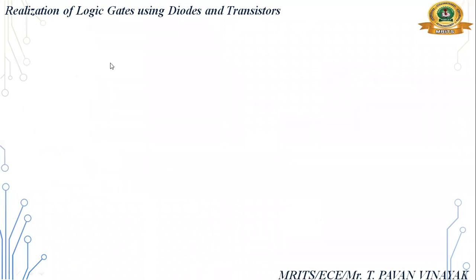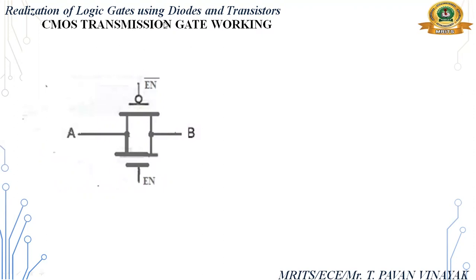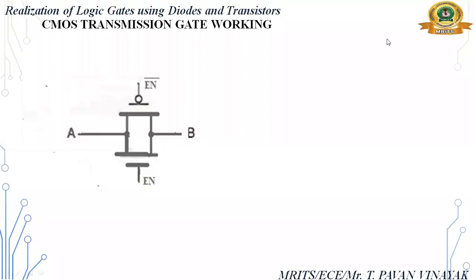Let us see the working of it. Whenever enable is equal to 1, enable bar is equal to 0. So don't consider this as on and this also on. With respect to A only, these two transistors are on or off, because we are giving power supply to the source also. But if there is no source supply, then we can take both as on.